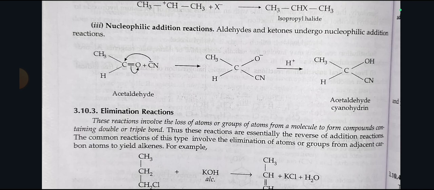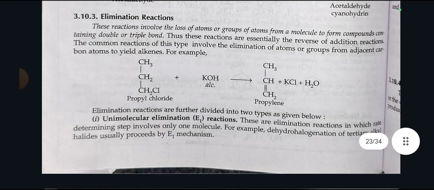3. Nucleophilic addition reactions. Aldehydes and ketones undergo nucleophilic addition reactions. CH3CH=O, acetaldehyde, plus CN- gives CH3CHO- CN, and then H+ gives CH3CHOHCN, acetaldehyde cyanohydrin.